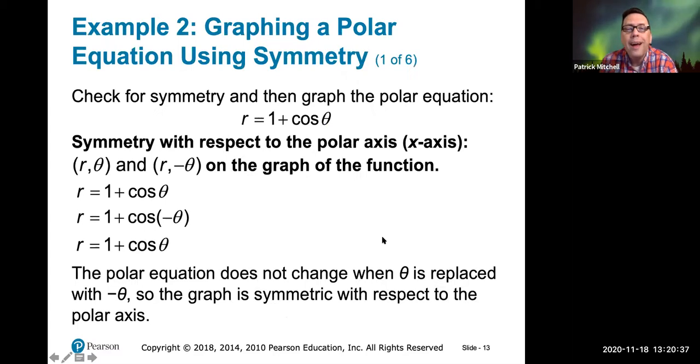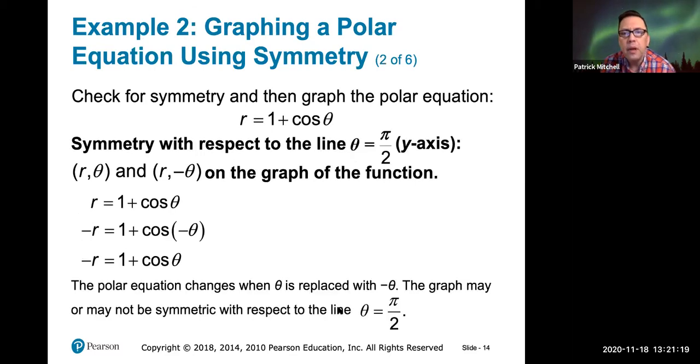Okay, so the first example of checking for symmetry: check for symmetry and then graph the polar equation r equals 1 plus cosine theta. So starting with symmetry with respect to the polar axis, if you replace theta with opposite theta, remember cosine is an even function. So cosine of opposite theta is the same thing as cosine theta. Since you get the same equation from replacing theta with opposite theta, that means this graph is definitely symmetric with respect to the polar axis.